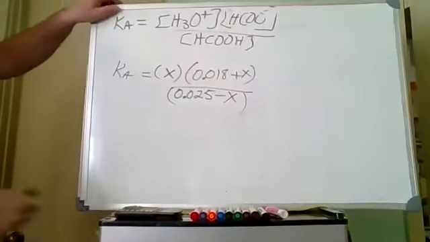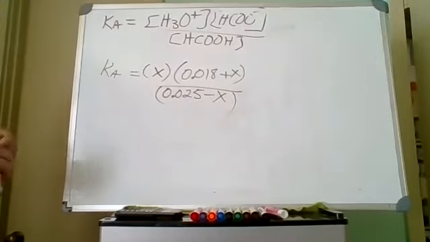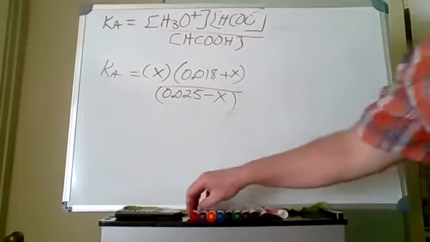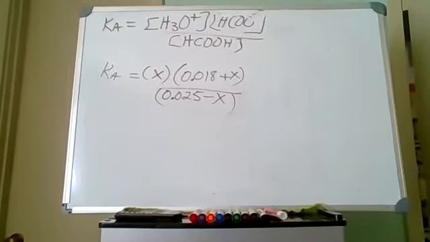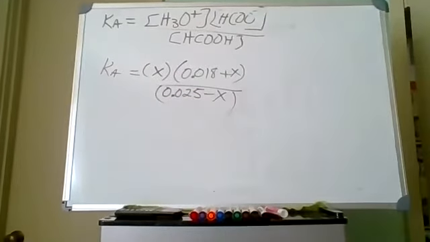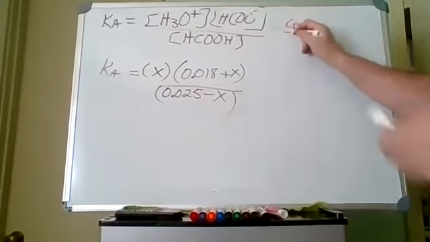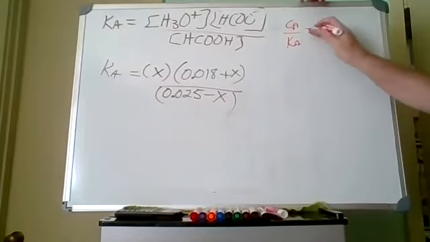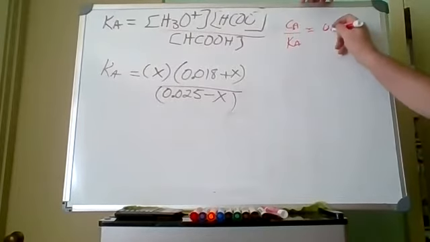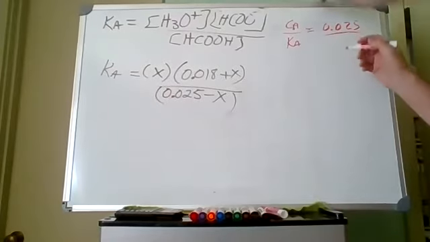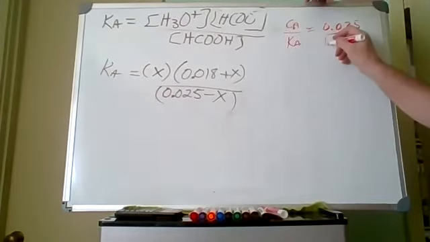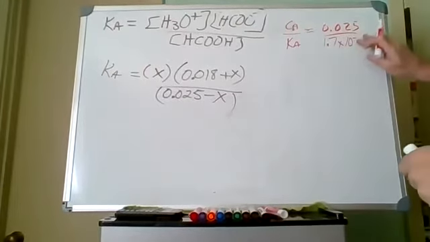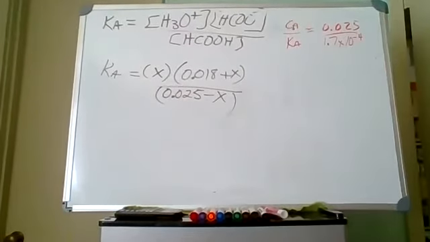And again, we're going to do our little test, Ca over Ka, and see if it's bigger than 100. So I'll come over to this side to do that. Ca over Ka equals 0.025 over, and what was the Ka for the acid? 1.7 times 10 to the negative fourth. Yes, negative 4. Okay. Now we just get our calculator.